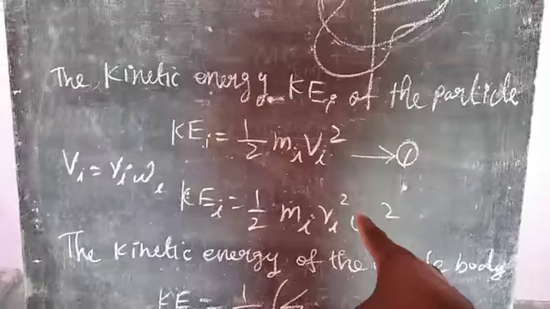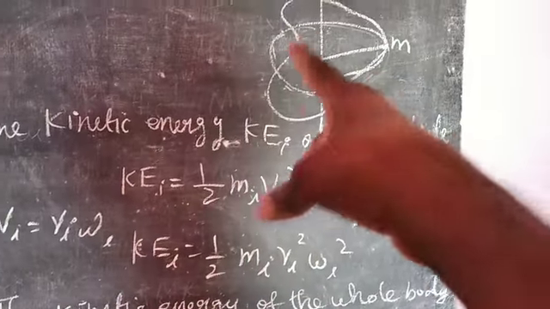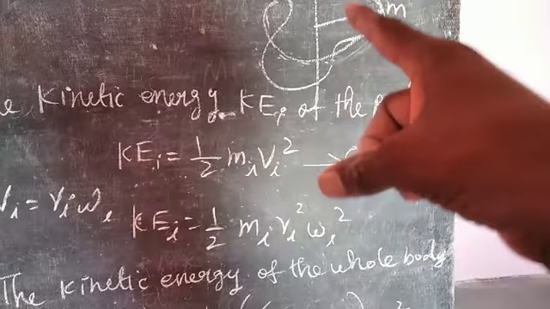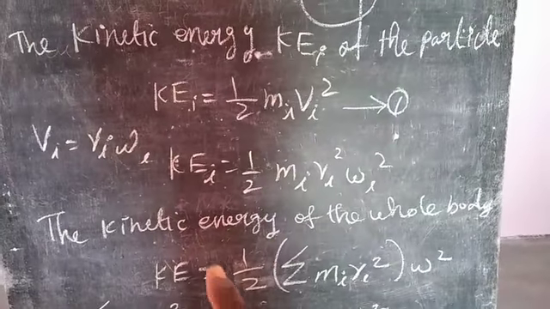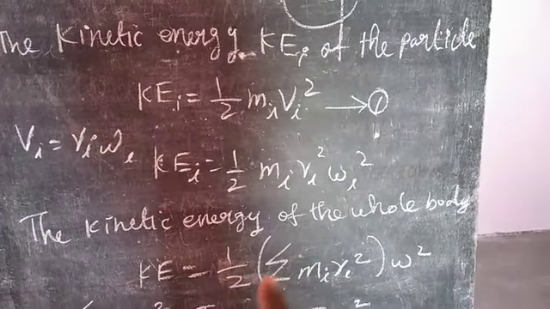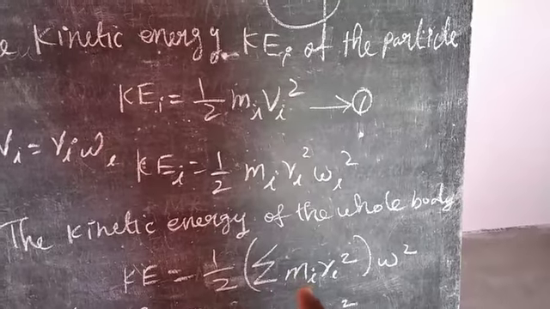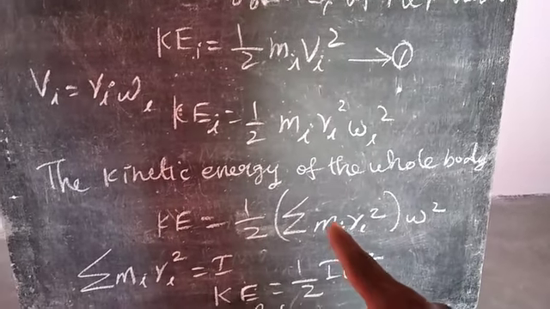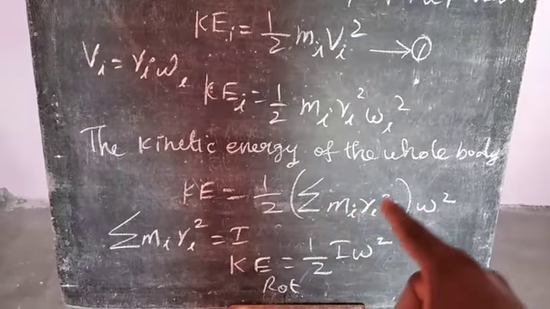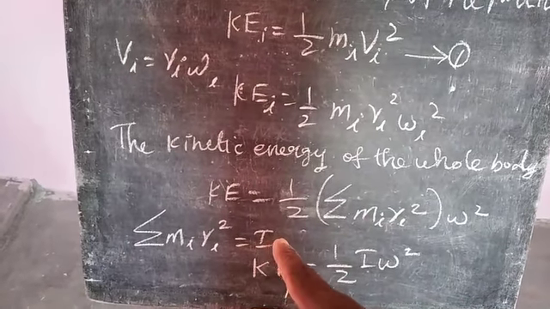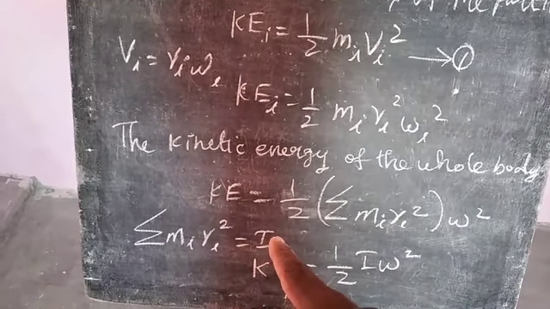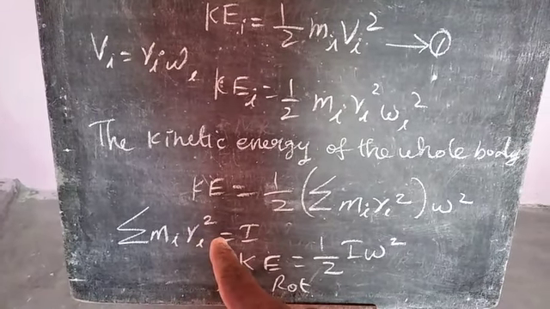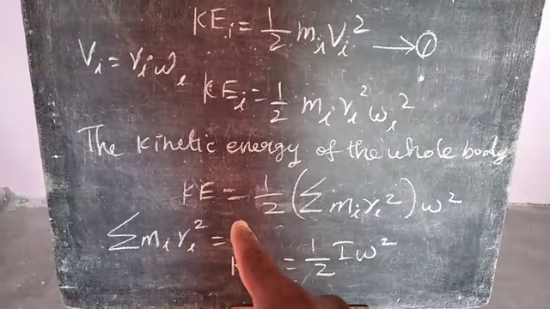So the total kinetic energy of the whole body is equal to the sum of the kinetic energy of the ith particles. So kinetic energy K is equal to half summation, that is the sum of Mi Ri square omega square. In this equation, the sum of Mi Ri square is the moment of inertia I. This I represents the moment of inertia. I is equal to summation of Mi Ri square. So this is the total moment of inertia of the whole rigid body.